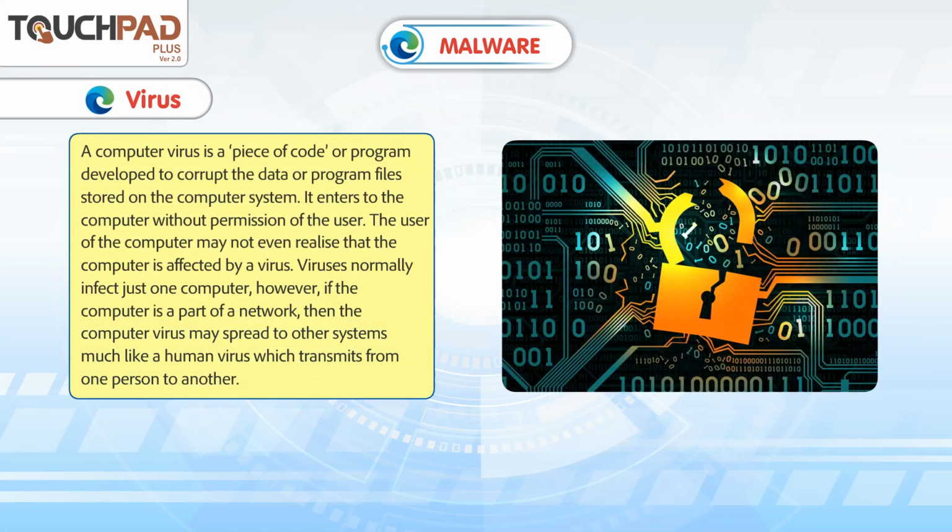Virus. A computer virus is a piece of code or program developed to corrupt the data or program files stored on the computer system. It enters the computer without the permission of the user. The user of the computer may not even realize that the computer is affected by a virus.